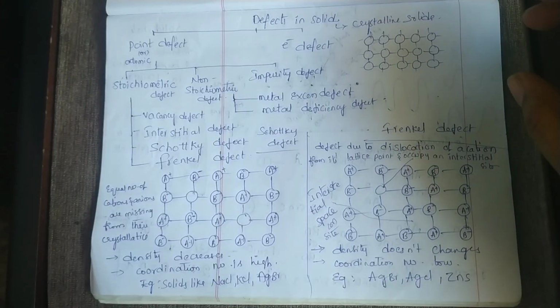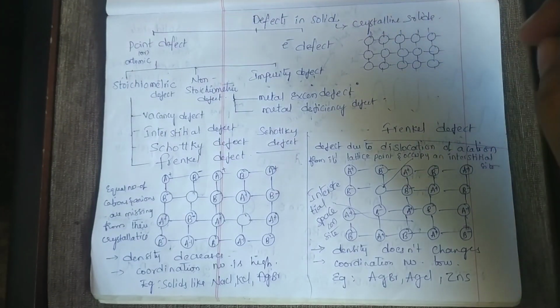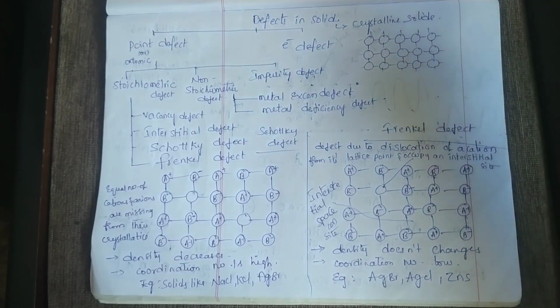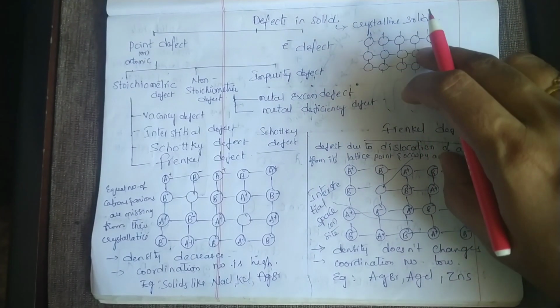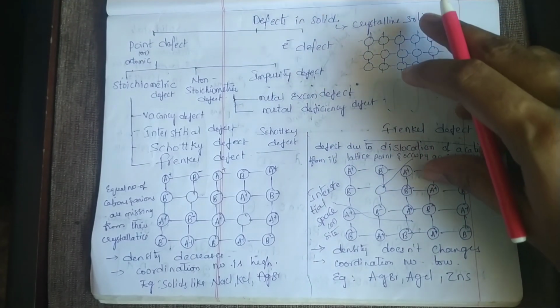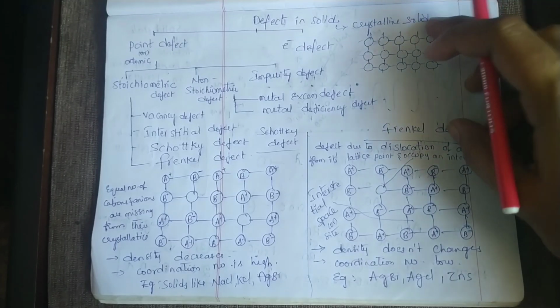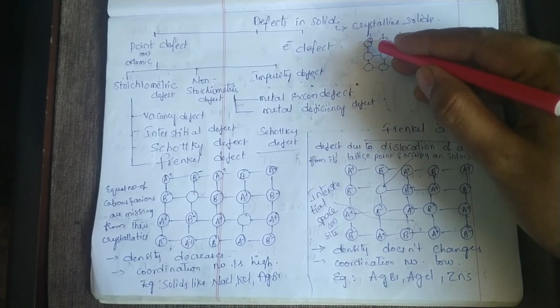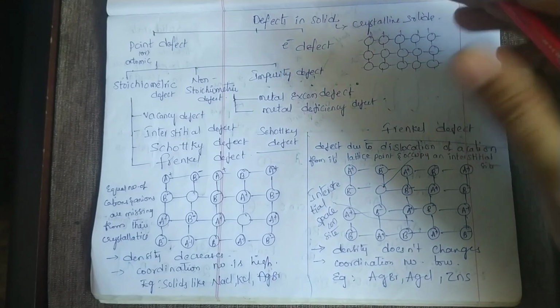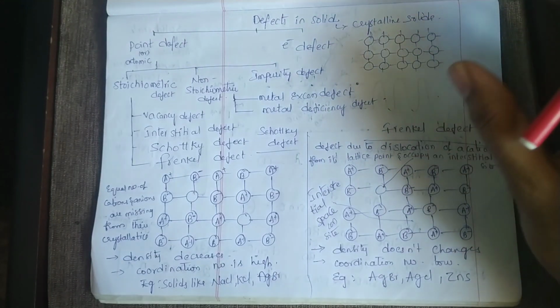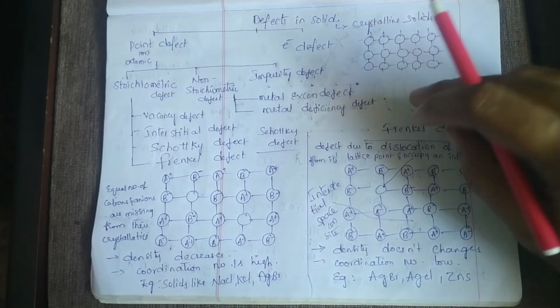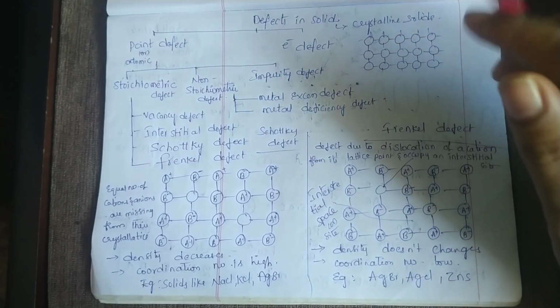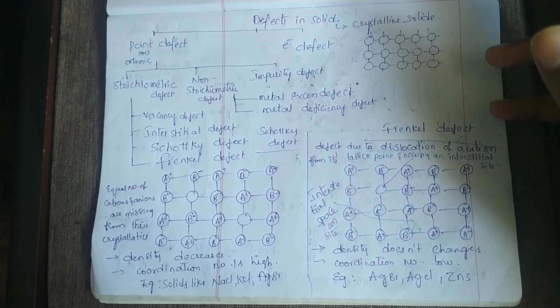Defects in solids. In solid state, we talk about crystalline solid. Crystalline solid forms crystal lattice. What is crystal lattice? Crystal lattice is the arrangement of atoms or ions or molecules inside a crystalline solid as points. Due to any reason, one atom is missing from the crystal lattice. Due to the missing atom, a defect arises.